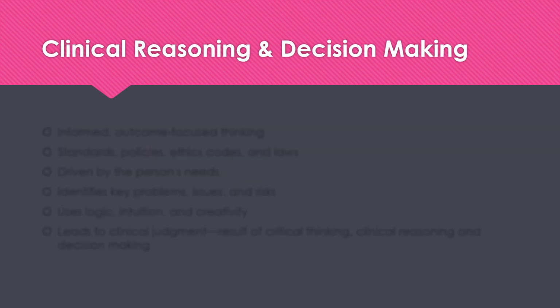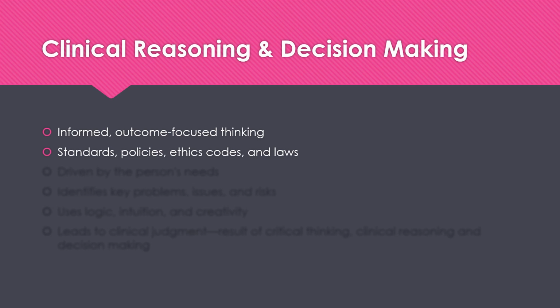Clinical reasoning and decision-making is a process used to think about patient problems in the clinical setting. It's a way for nurses to make informed decisions on care that focuses on the patient's outcome. Clinical reasoning and decision-making also follows the nursing standards, policies, ethics, and laws that surround nursing practice. We don't focus on an outcome that is out of our scope of practice or illegal.